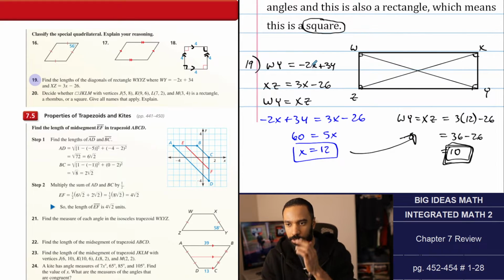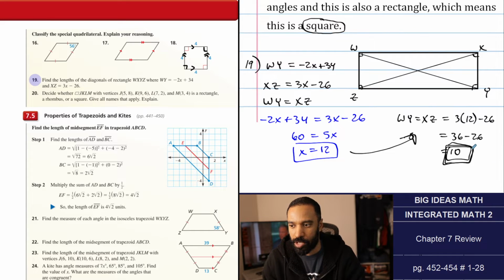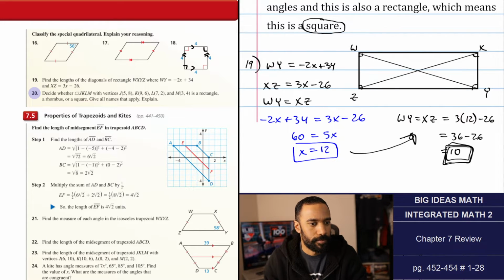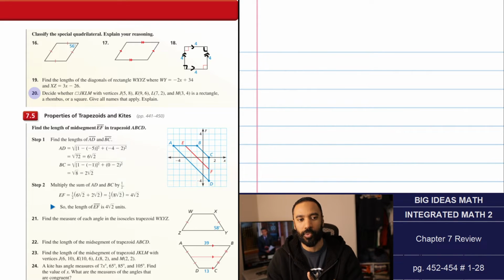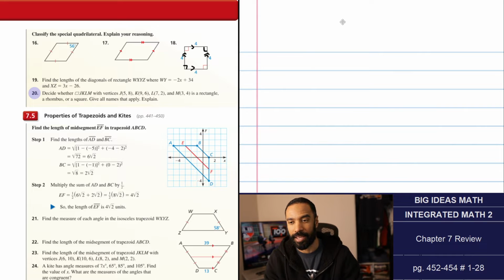And negative 2 times 12 is negative 24 plus 34 is also 10, so that works out. All right, and then lastly for the section, number 20, decide whether parallelogram JKLM with vertices here is a rectangle, a rhombus, or a square. Give all names that apply and explain.